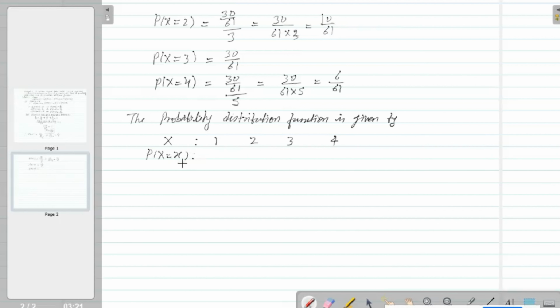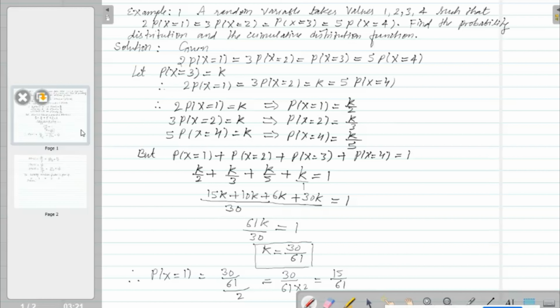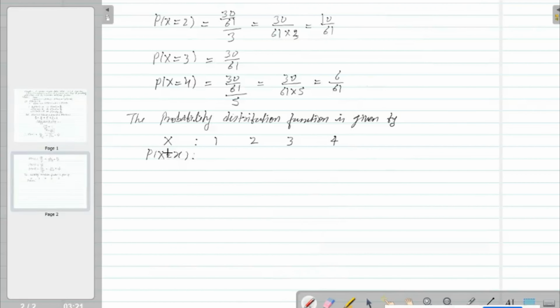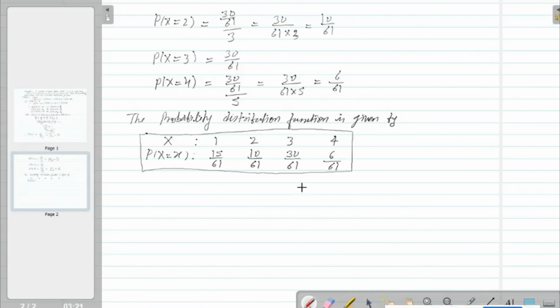P of x equal to 1, how much did we obtain? 15 by 61. 2 के लिए क्या मिला हमारा? 10 by 61. 3 के लिए 30 by 61. And 4 के लिए 6 by 61. So this is your probability distribution function. Now what I have to find out? We have to determine next cumulative distribution function.